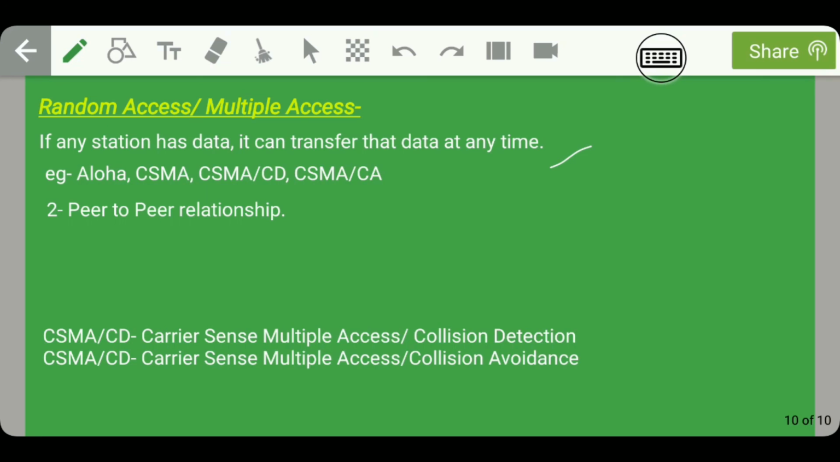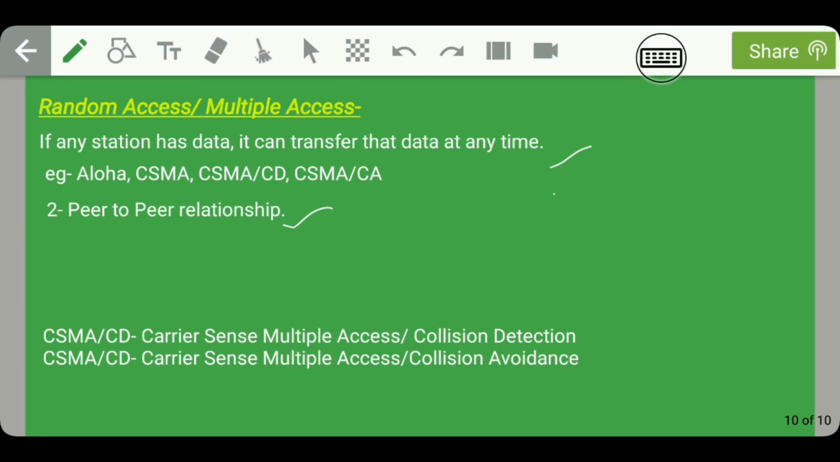That is, in the case of random access or multiple access protocol, no station is acting as a master station. Hence, we can say that in random access protocol, a peer-to-peer relationship is followed. Guys, what is this peer-to-peer relationship? We discussed it in earlier lectures when talking about different types of relationships between two systems in a topology. There we discussed master-slave relationship and peer-to-peer relationship. In a master-slave relationship, there is a need for permission from the master to transfer data, whereas in a peer-to-peer relationship, there is no need to take permission from others.